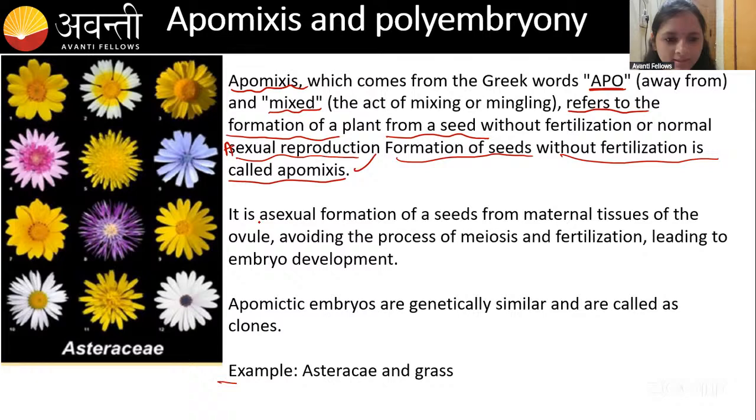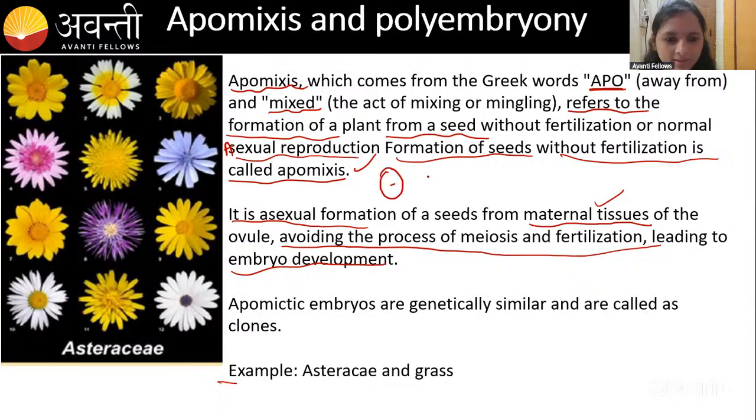It is the asexual formation of the seed from the maternal tissue. We are not involving any paternal tissue here. Only maternal tissue is involved, and we avoid the process of meiosis and also fertilization. That leads to the development of the embryo. In this slide, I just want you to understand what we are telling. There is no involvement of meiosis. For example, just remember, I will tell you here.